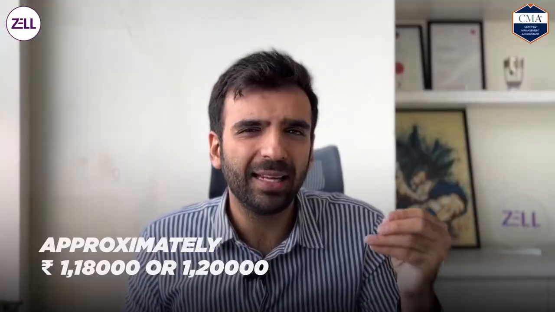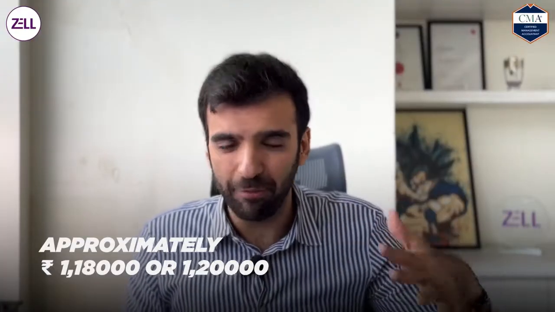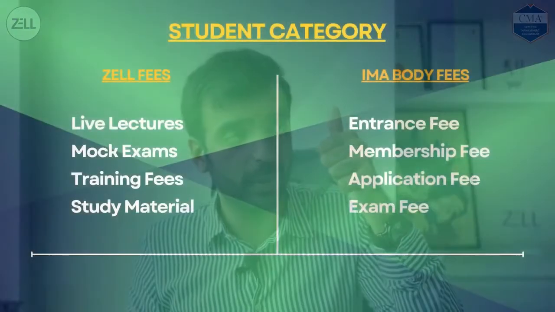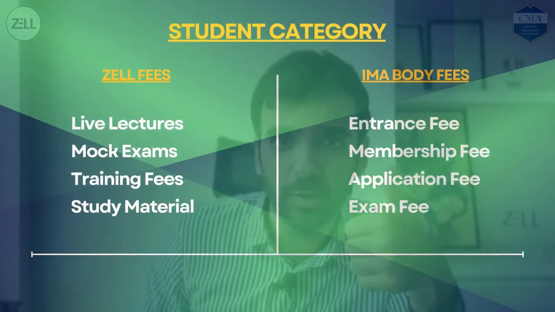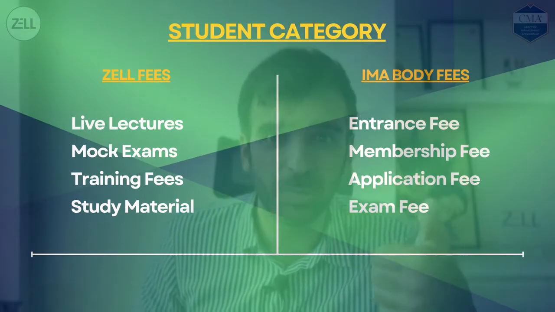So, what is the cost of CMA? First, let's talk about if you are a student. Now, I'm going to split the fees into two parts. One is what you pay the IMA body, which is in dollars, and then what you pay Zell. If you're a student, you will pay the IMA body approximately 1,18,000 on average, or 1,20,000, and this includes what we call the IMA entrance fees. This is the fee you have to pay to actually become an eligible candidate.